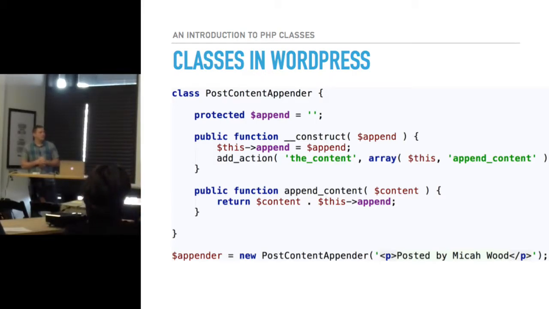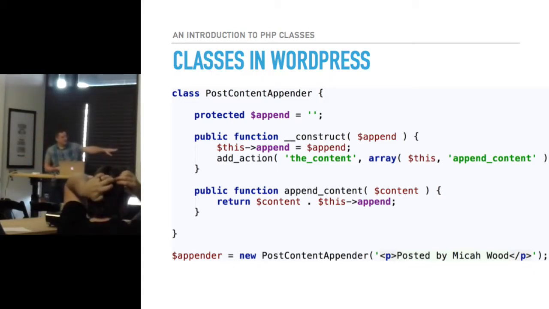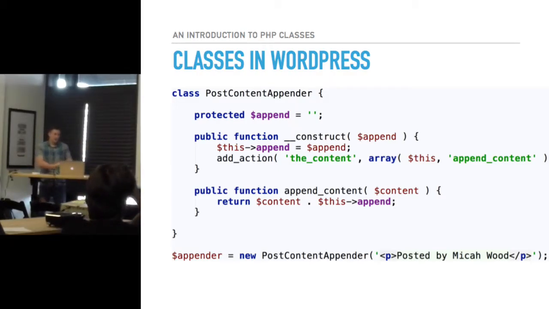Now, if you wanted to, for example, remove this action, you could do that as long as you have an instance of your little appender down here, right? So if I wanted to somewhere else in the code remove this action and cause it not to append to the content, then I could take my appender variable and use it in the place of $this and create another line of code somewhere else that says remove action, the content, and it has that array format for the callable, and we pass in appender, append content, and it will actually remove that action.